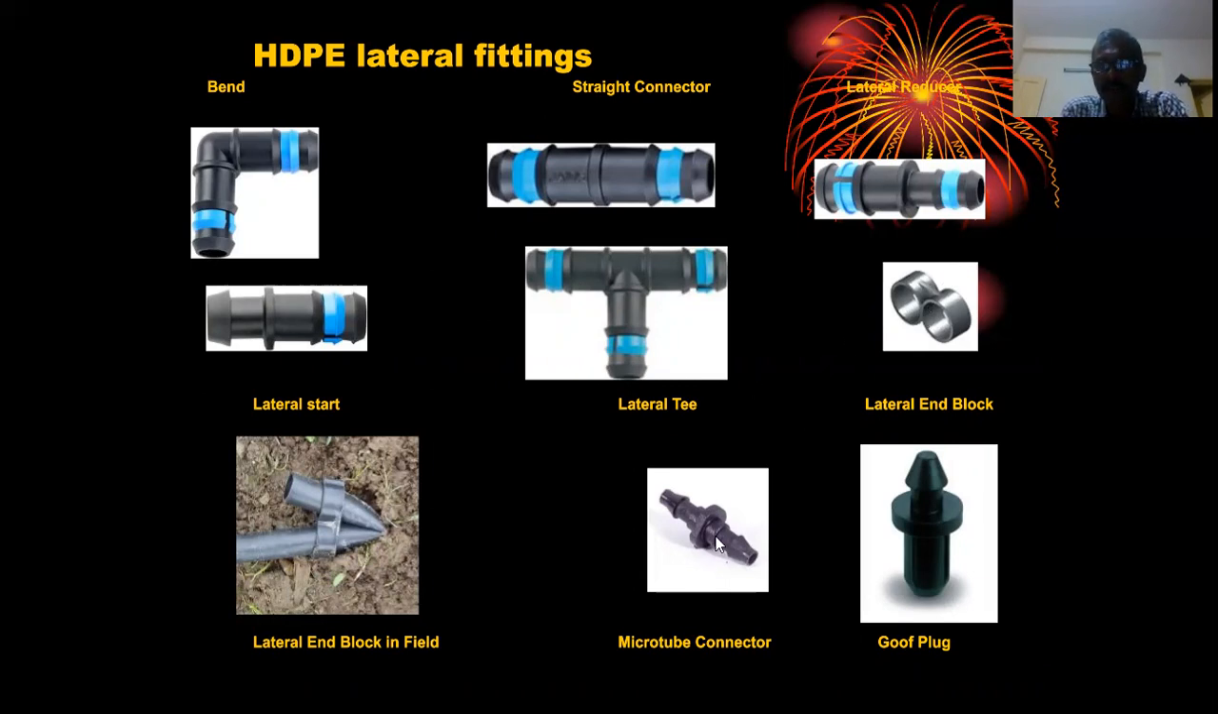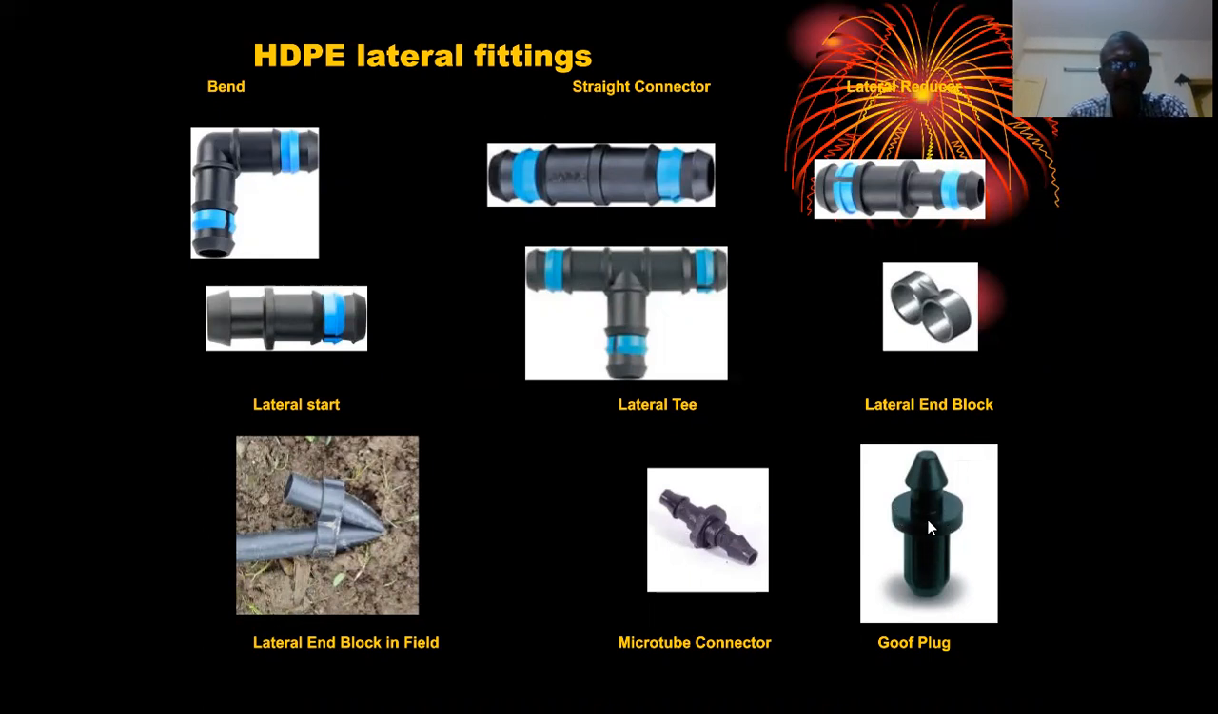And microtube connector. Microtubes are very small tubes. Their diameters are less than the lateral diameters. Normally 4 mm diameter and 6 mm diameter microtubes are available in the market. One can take off from the lateral the small microtubes using this microtube connector.